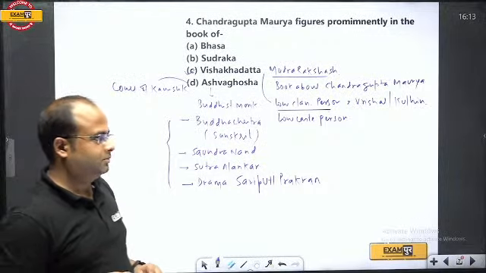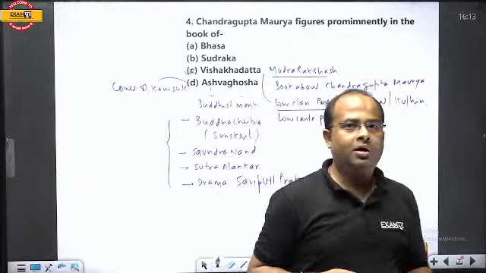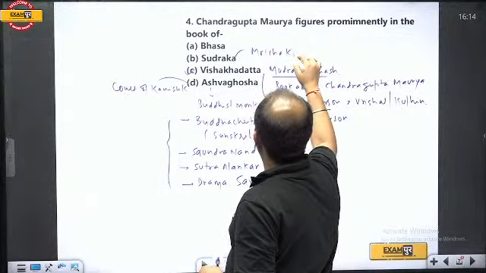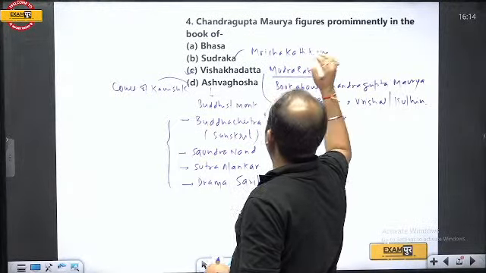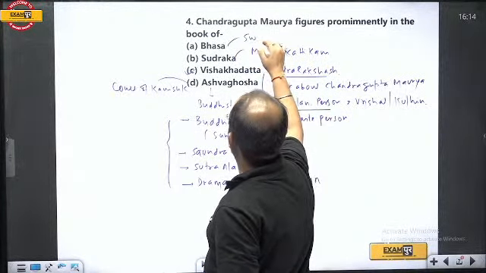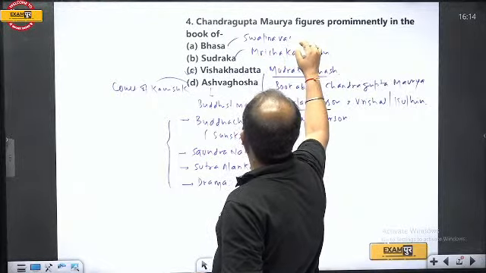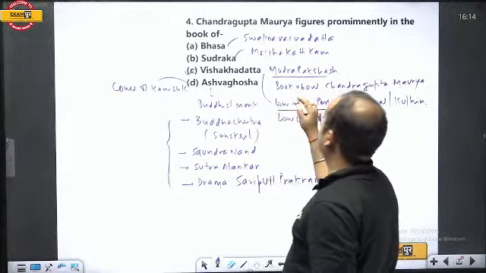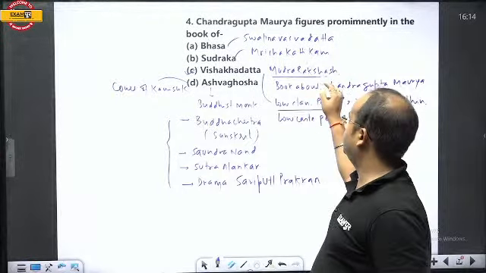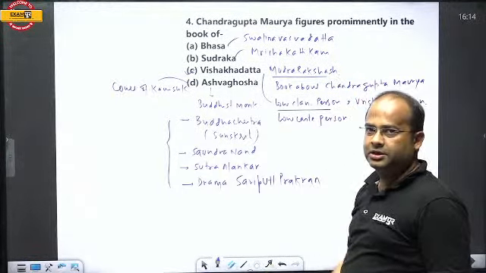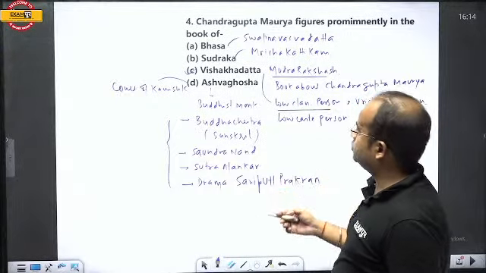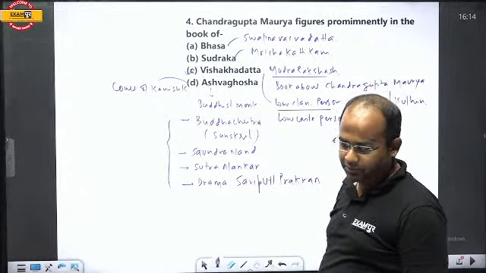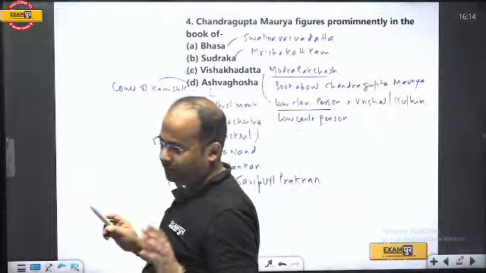And Shudrak was a very famous person. He wrote Mricchakatikam. Bhas wrote Swapnavasavadatta. So Shudrak wrote Mricchakatikam. Vishakhadat wrote Mudra Rakshas, in which there is information about Chandragupta Maurya, and Ashwaghosh wrote Buddha Charitra, Saundaryanand, Sutra Lankar, and the drama Sariputra Prakaran. So these are all the writings of these four writers.